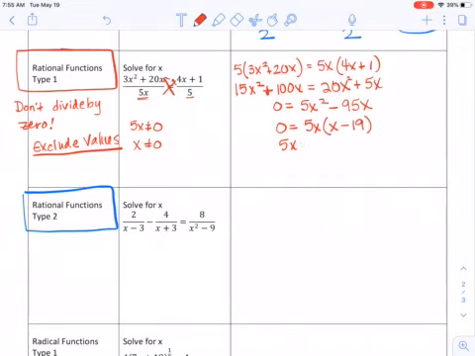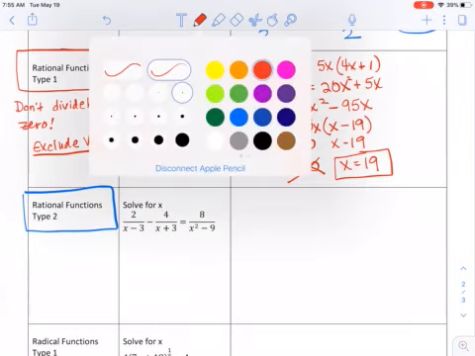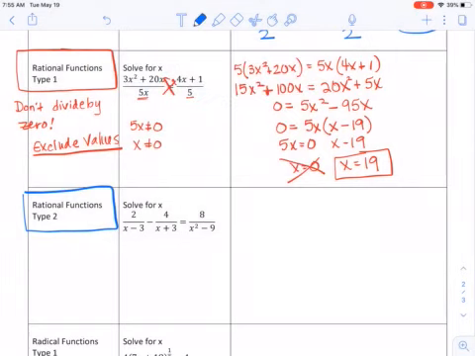So either 5x is 0 or x minus 19 is 0. So x would be 0 or x would be 19. But remember, we already said x can't be 0. So we're going to cross that one off and use this one.